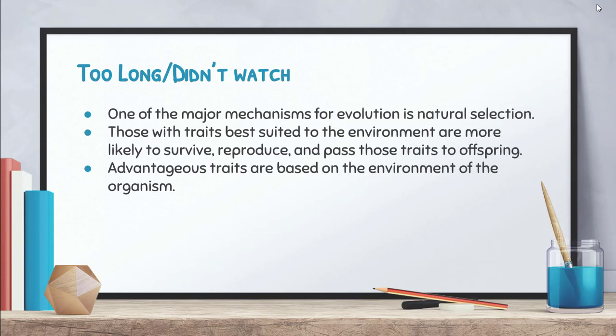So there's a lot that's going on here, and one of the major mechanisms for evolution is natural selection. Those with traits best suited to the environment are more likely to survive, reproduce, and pass those traits on to their offspring. And advantageous traits are based on the environment of the organism.